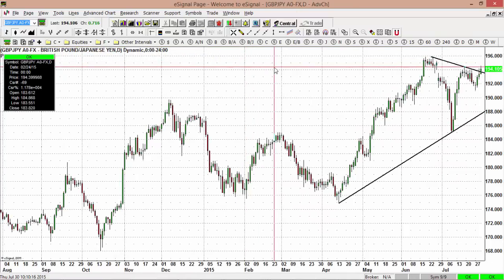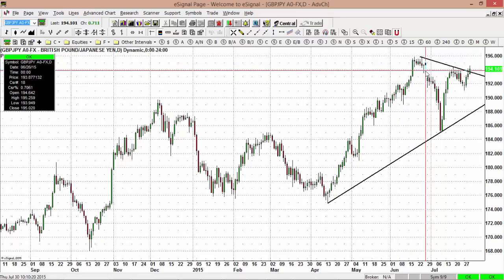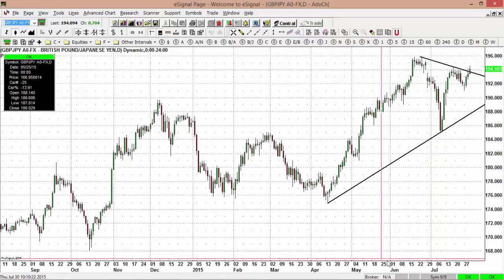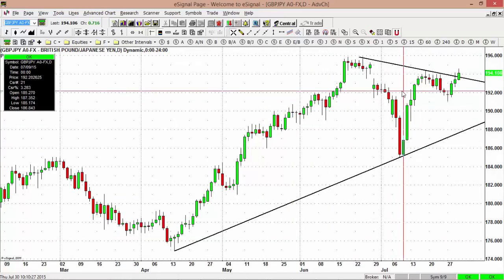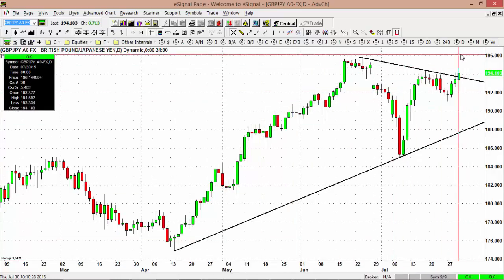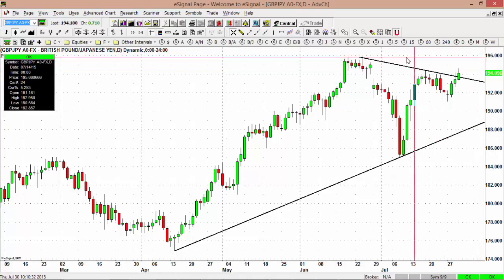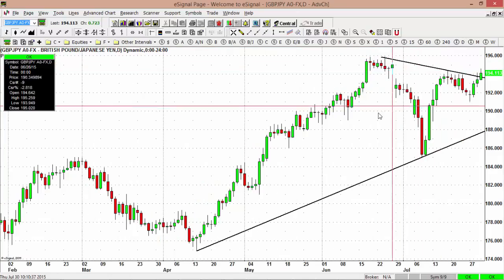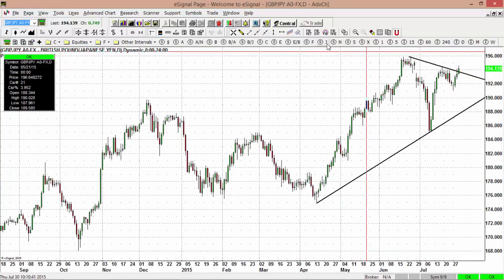Naturally, with the pound up, we have the British pound versus the Japanese yen up again on the day, and we see that the market is challenging this 194 level. Our members are long this market, and we are seeing a slight profit. But I'm looking to see if we can challenge this 196 level in the British pound versus the Japanese yen.